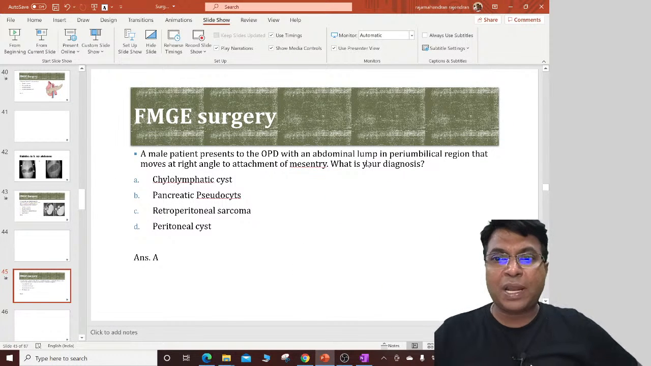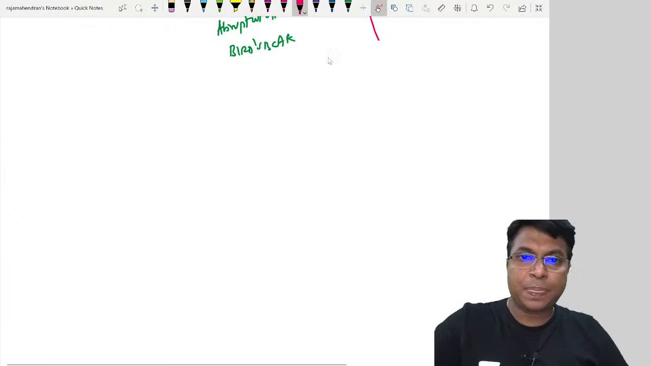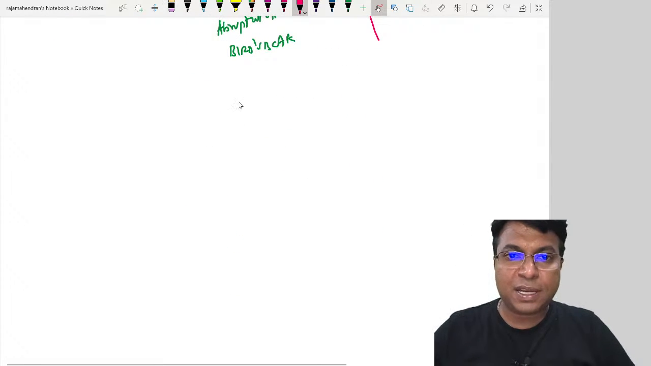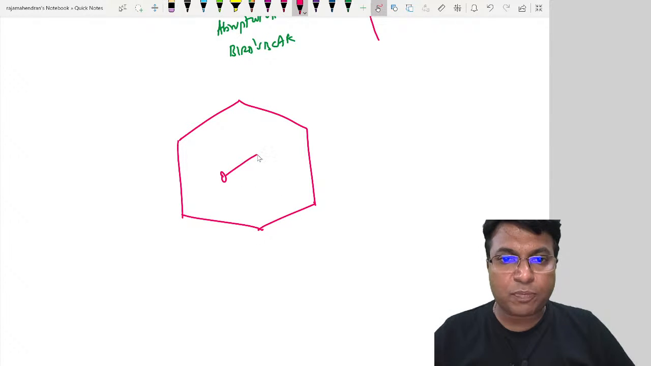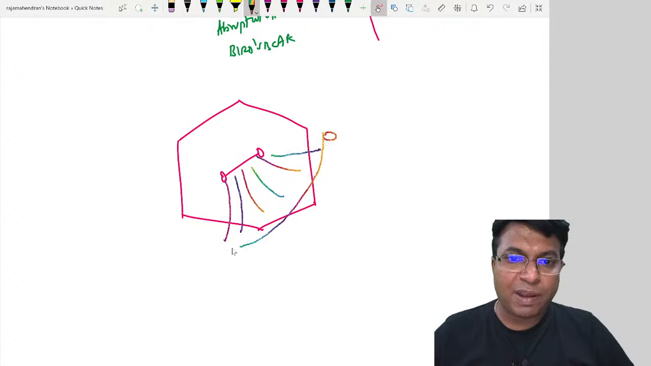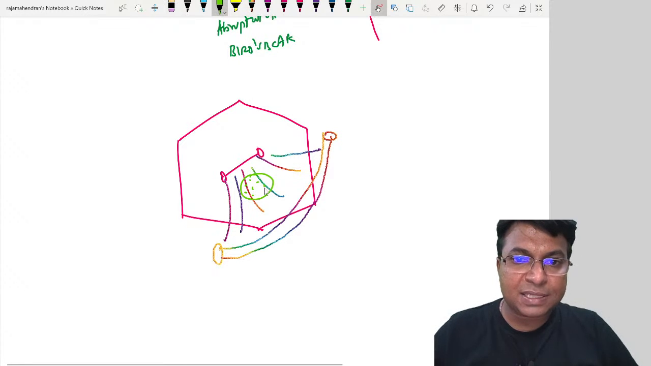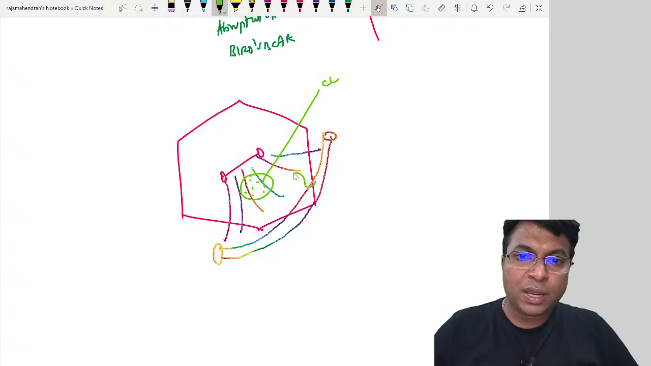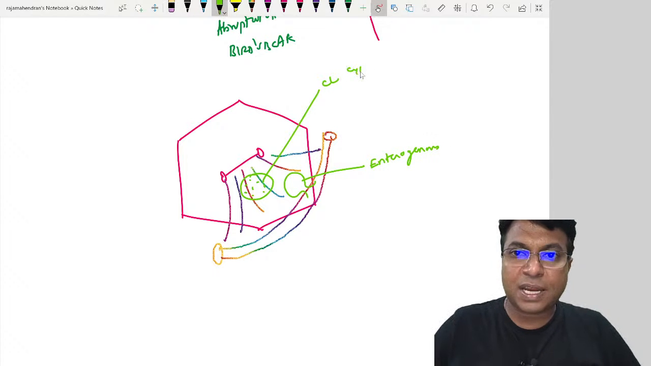This patient comes to you with an abdominal lump in the periumbilical region that moves perpendicular to the mesentery: it is a chylolymphatic cyst. I hope you know what a chylolymphatic cyst is. It is a type of mesenteric cyst arising from the mesentery. This is the root of the mesentery, and this is the mesentery attaching to the bowel. A cyst arising from the mesentery like this is known as a chylolymphatic cyst, or a duplication from the bowel known as an enterogenous cyst. There are two types of mesenteric cyst, chylolymphatic cyst and enterogenous cyst.